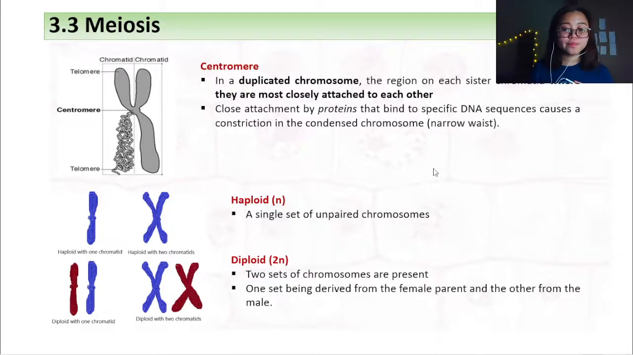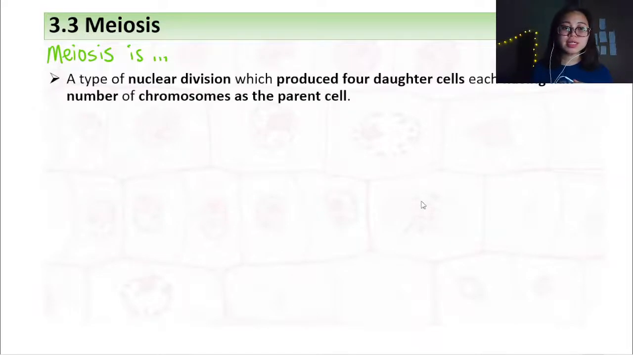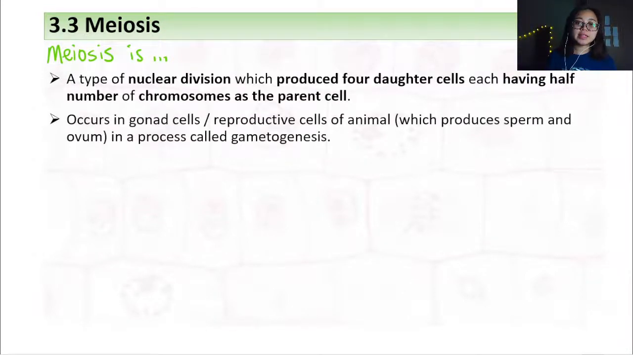Okay, let's talk a little bit more about the concept of meiosis. Meiosis is a type of nuclear division which produces 4 daughter cells, each having half number of chromosomes as the parent cell. And this will occur in gonad cells or reproductive cells of animals which produce sperm and ovum in a process called gametogenesis.